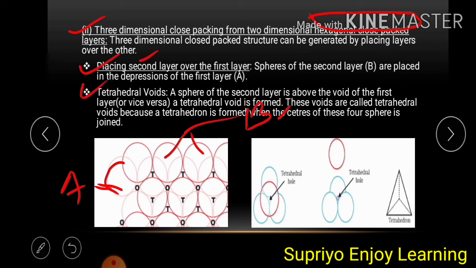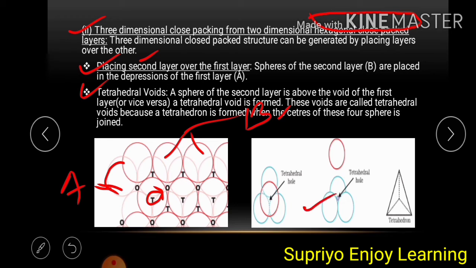So what is this tetrahedral void? A sphere of the second layer is above the void of the first layer. This is the void in the first layer, and the sphere of the second layer is placed over this void. A tetrahedral void is formed. These voids are called tetrahedral voids because a tetrahedron is formed when the centers of these four spheres are joined.